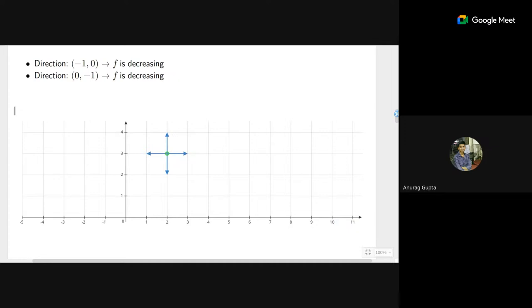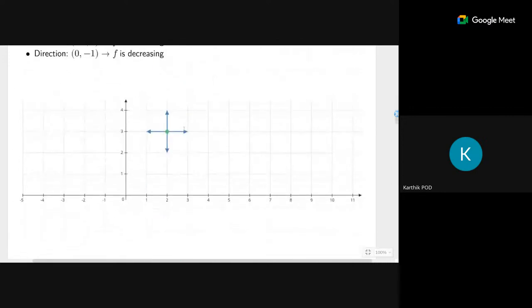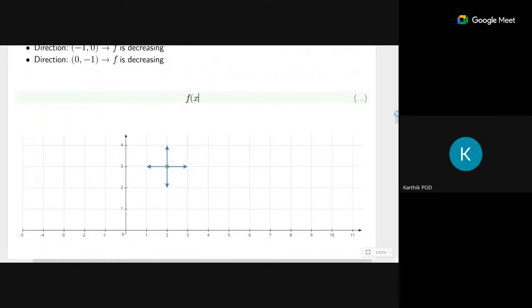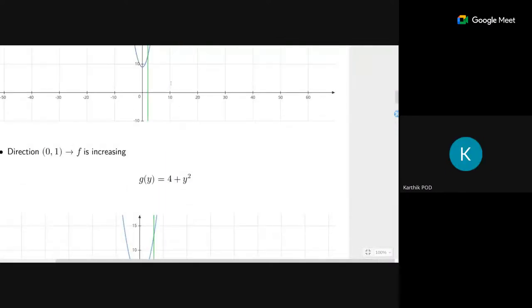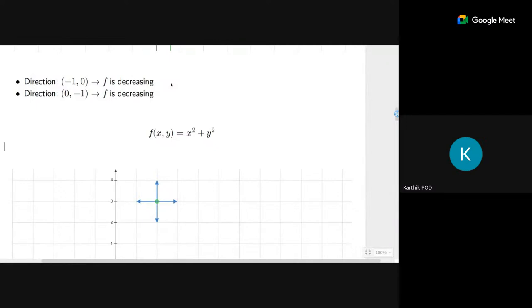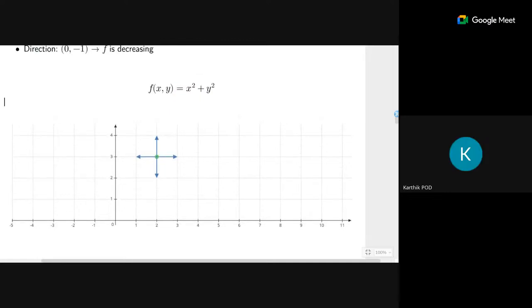But sir, the function is increasing in this way, no? The function is x square plus y square. So if you decrease the value of x, which is what it means moving along the direction minus 1, 0, correct? But when you look at the graph, if you look at the graph, it will be some kind of parabola and you're moving to the left of the parabola, right? And it is increasing, sir. If you go to the left of the parabola, it will decrease, right?